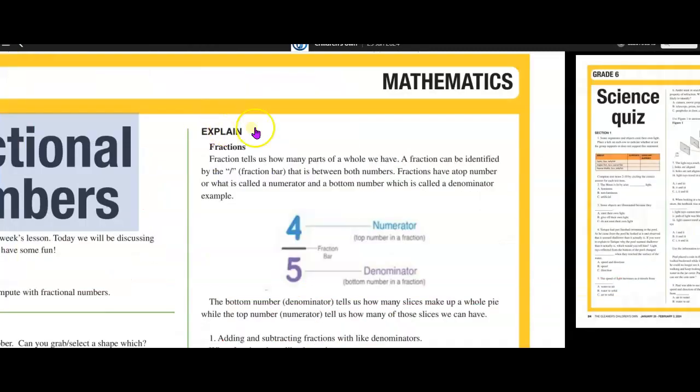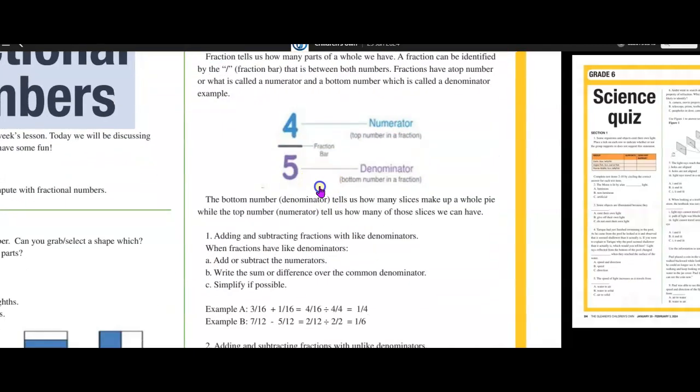Explain. Fractions tell us how many parts of a whole we have. A fraction can be identified by the fraction bar that is between both numbers. Fractions have a top number, called the numerator, and a bottom number, called the denominator. Here's an example. We have 4/5. Here we have the fraction bar, the top number 4 being the numerator, and the bottom number 5 being the denominator.